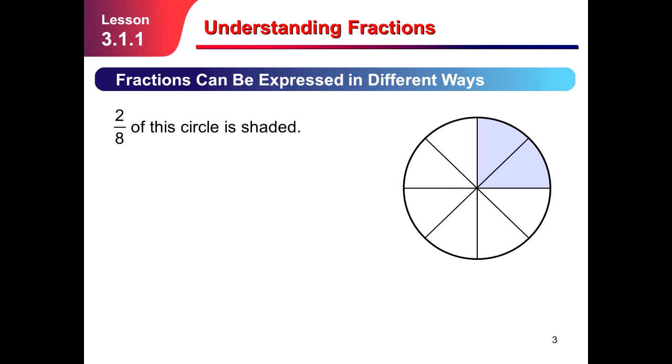It's important to understand that fractions can be expressed in different ways. It's still the same amount of area regardless of how many pieces you cut it into. So here we have 8 parts in the circle. 1, 2, 3, 4, 5, 6, 7, 8. That's our denominator. And 2 of them have been shaded in, so that's 2/8.